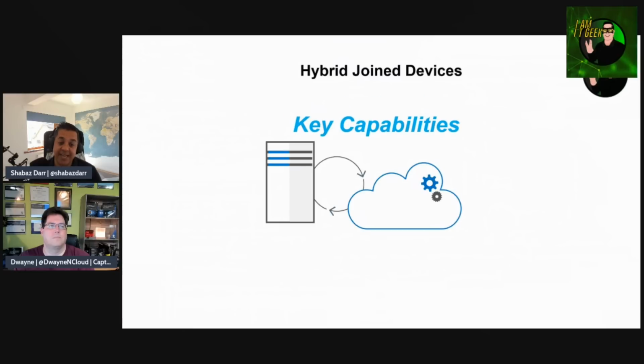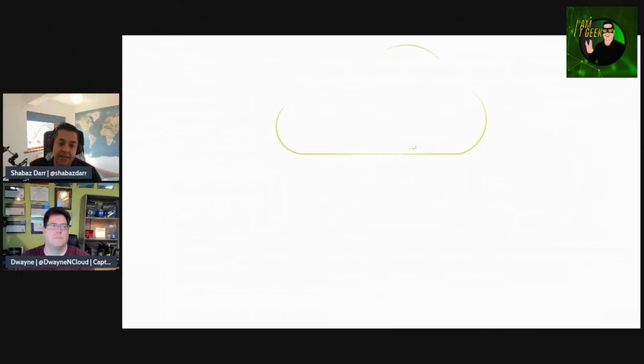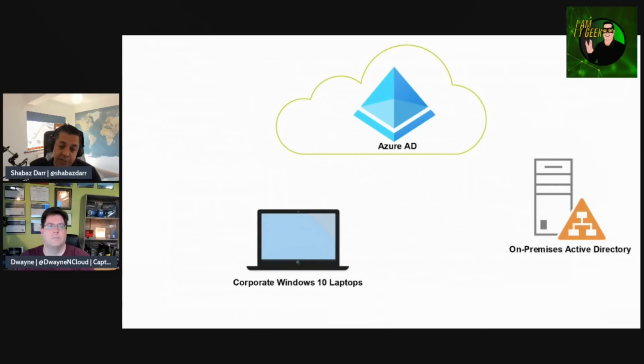So let's finish off with some key capabilities of hybrid joined devices. Single sign-on for both on-premises and cloud resources, controlled by conditional access, self-service password reset, and Windows Hello. Again, topics that we'll be touching on later on in this module. Quick little diagram. So again, similar to what we saw with the Azure AD joined devices, however, we have that arrow in the middle, so your corporate device is actually joined to both Azure AD and on-premises AD, okay?